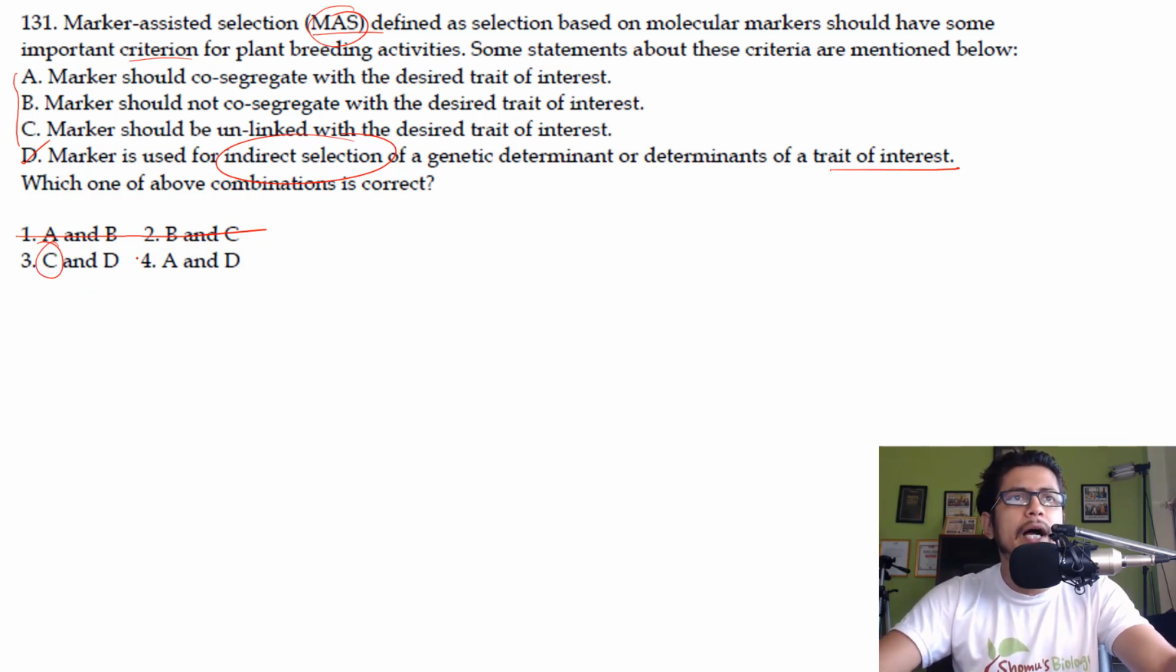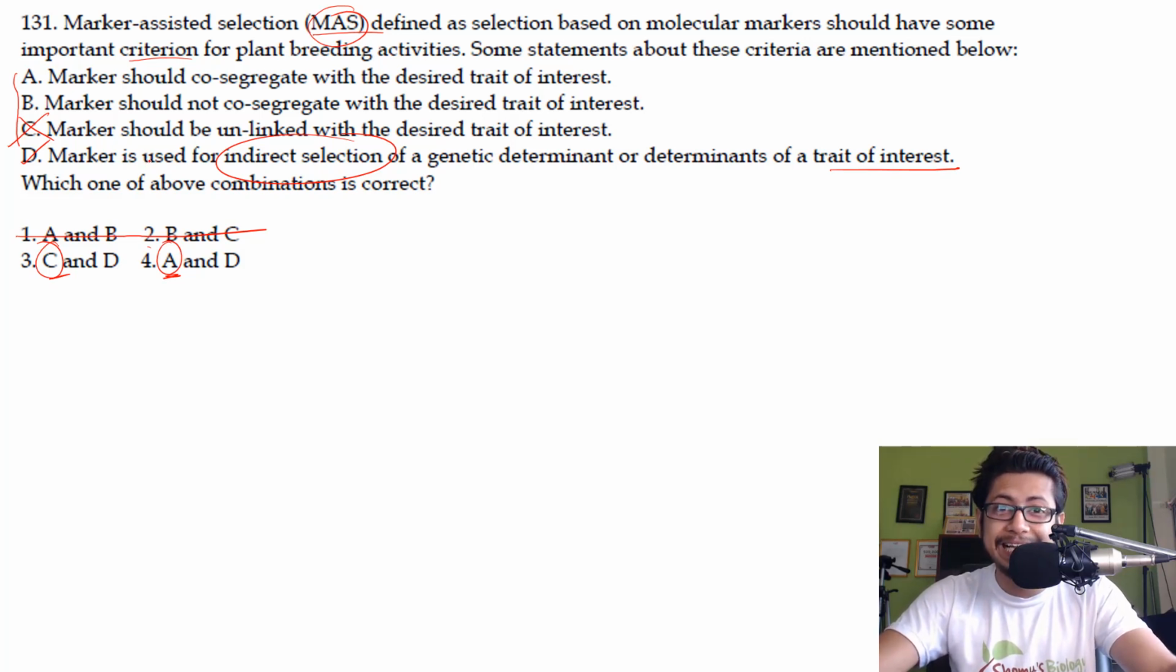Now we need to know whether statement A or C is correct. Marker should be unlinked with the desired trait of interest. This is definitely not true, because if the marker is unlinked from the desired trait of interest, then why are we using it as a marker? We are using it as a marker because it is definitely linked with the desired trait of interest. So we know C is wrong, so option 3 is wrong. We are only left with option 4, so option 4 is the correct option with 100% surety.